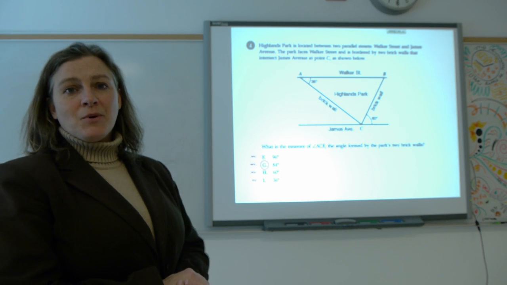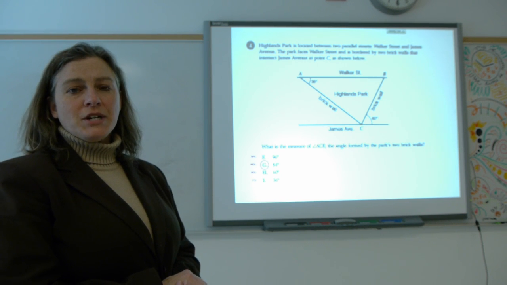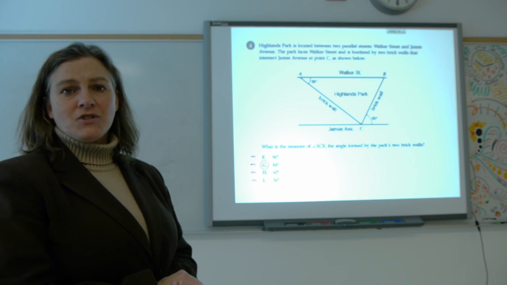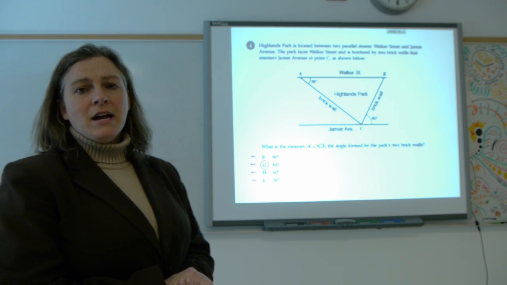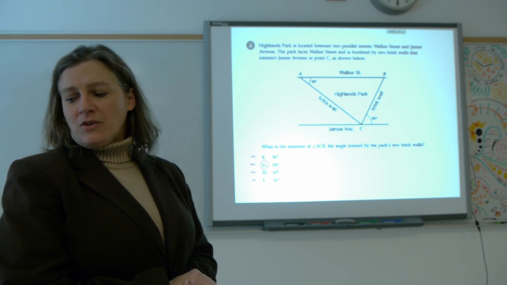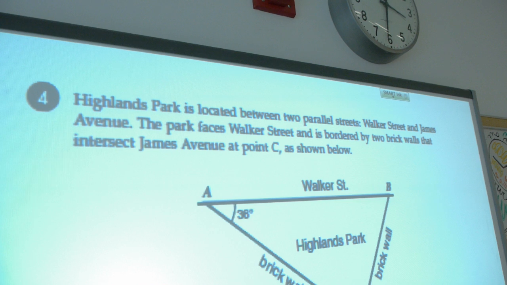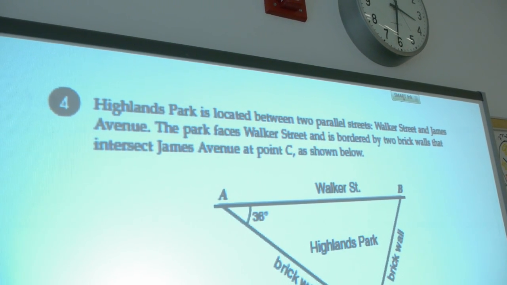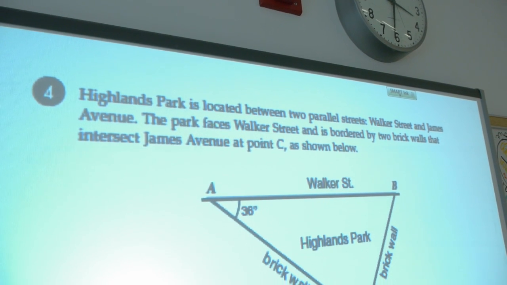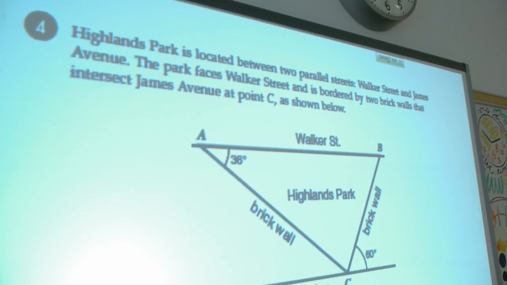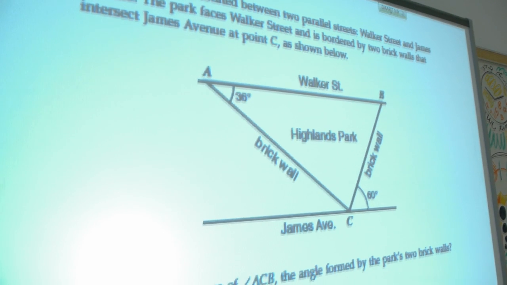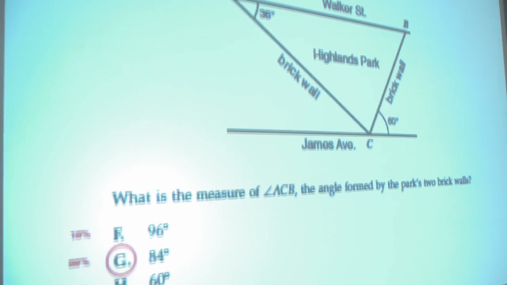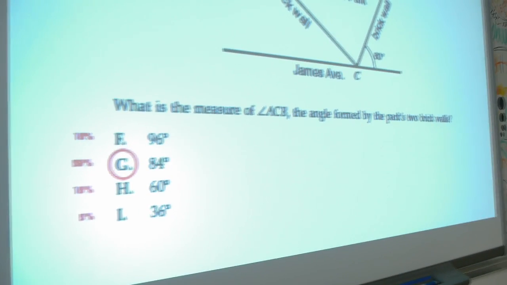My second example is an example of an intermediate level question. This is from the grade 10 released FCAT, like the last item was also from FCAT. They really have a lot of good items. This item was geared towards grade 10, and it reads, Highland Park is located between 2 parallel streets, Walker Street and James Avenue. The park faces Walker Street and is bordered by 2 brick walls that intersect James Avenue at point C as shown below, and below is a diagram, like a little map. And the question is, which is the measure of angle ACB, the angle formed by the park's 2 brick walls?